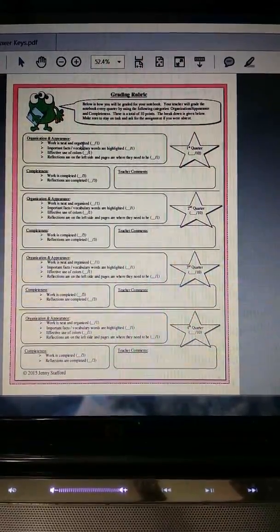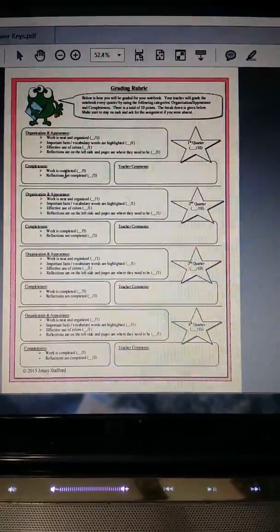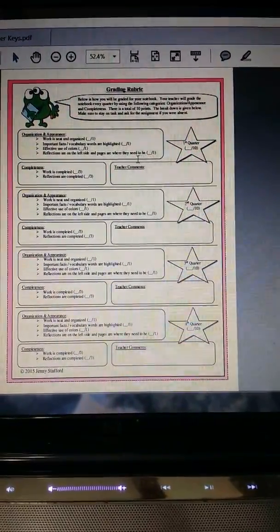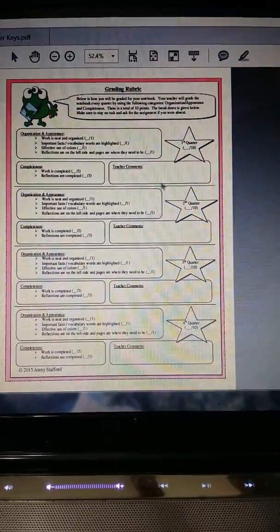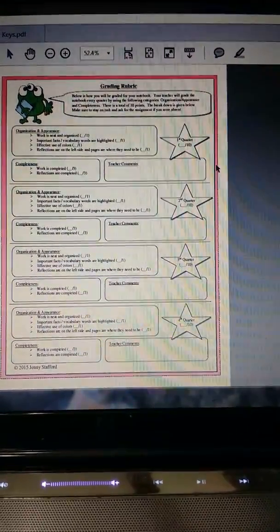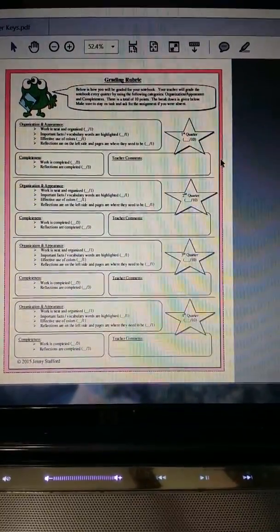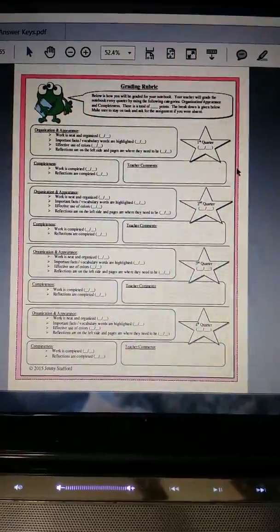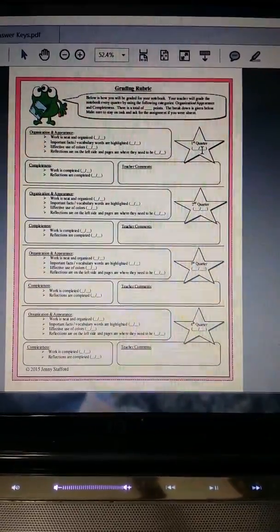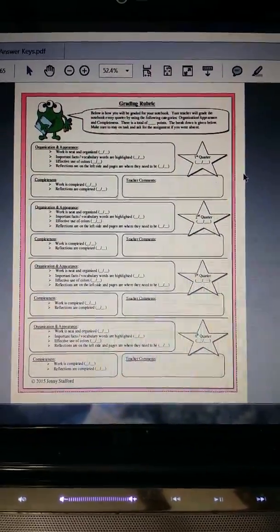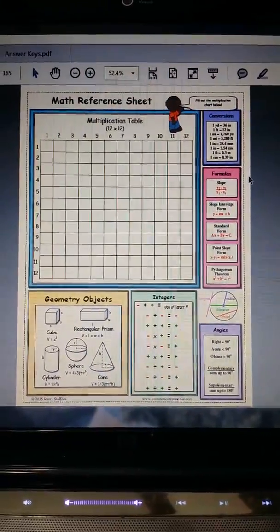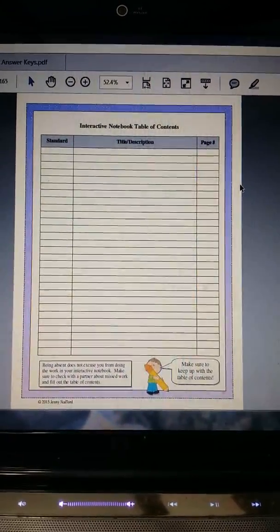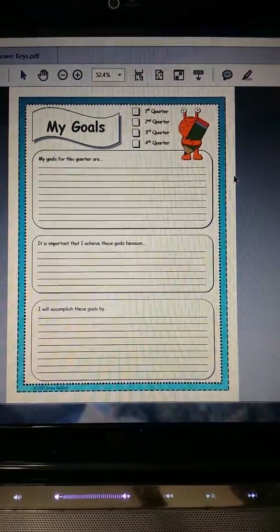There's the organization and appearance, and then there's also completeness. And you can write in teacher comments after you collect their notebooks so that they can get some feedback and see how they were graded and if they did good or not. Also, I have included a blank template so that you can change the grading scale if you do not like my grading scale. There's a math reference sheet, table of contents, and it's continued.